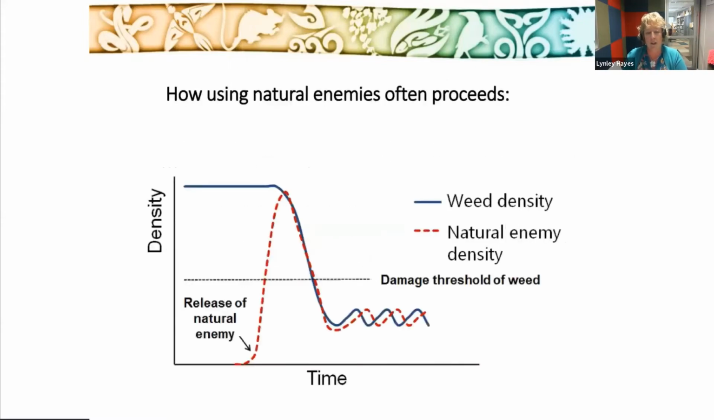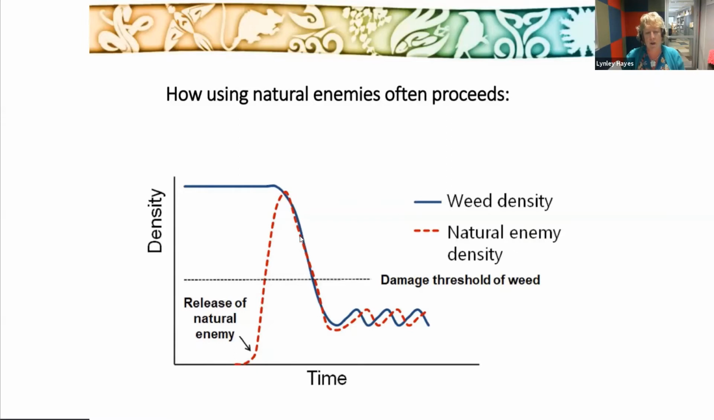So this is how we often see a project proceed. So you start off here with this blue line. That is the weed, a high density of the weed. And we're starting off down here by releasing a natural enemy. And for a start, there aren't very many. We might only be releasing 50 beetles. And it takes them a while to build up their numbers and to get to the size of a population that will reduce the weed.